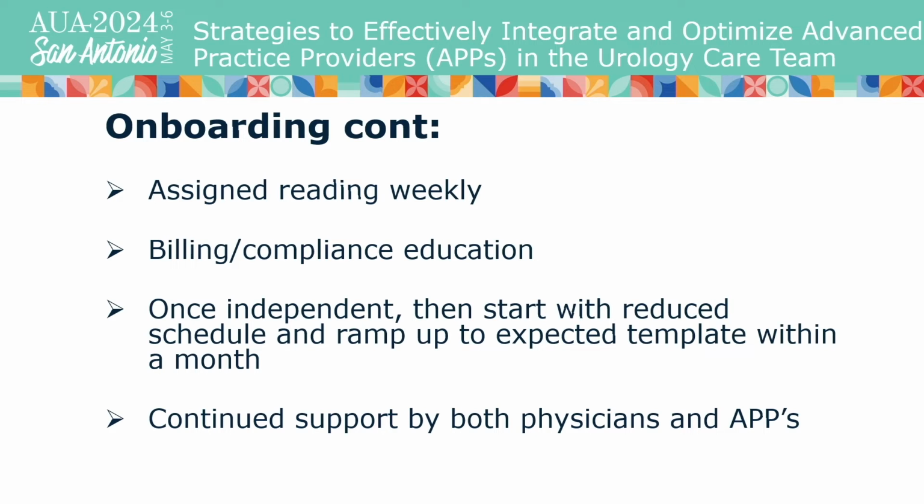And then once they are independent, we start them with a reduced schedule and ramp them up to what our expected patient volume is for our practice, depending on the subspecialty, somewhere between 16 to 18 patients a day, which gives us a little bit of buffer sometimes to add in those acute patients. And then we make sure that we continue to support them, both with the physicians and the APPs in our group.